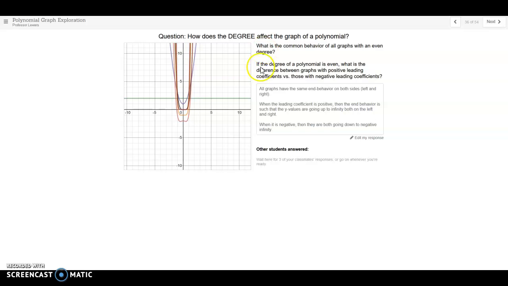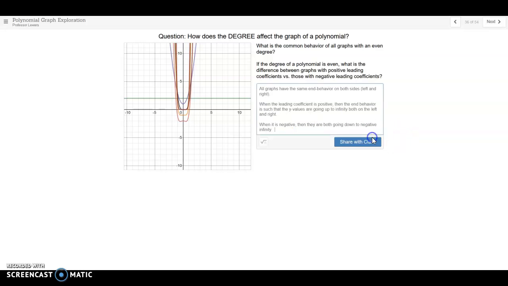I wrote down my observations. I observed that all the graphs have the same end behavior on both sides. The purple graph is going up on the left, so it's going up on the right. When A was negative, then the purple was going down on the left and down on the right. But whatever it does on the left, it does on the right. That reminds me of a parabola. So all those even degree polynomials follow that same end behavior as x squared.